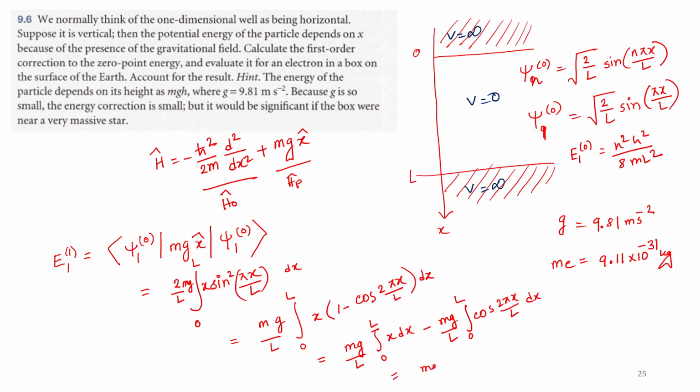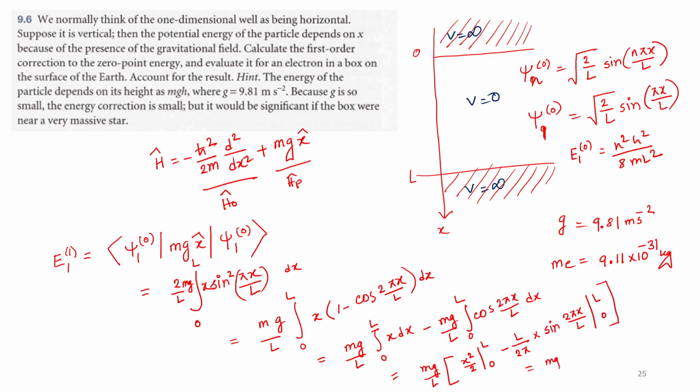So mg by L overall common let me take. That is x square by 2 going from L to 0, and here it will give you minus L by 2π into sine(2πx/L) going from L to 0.